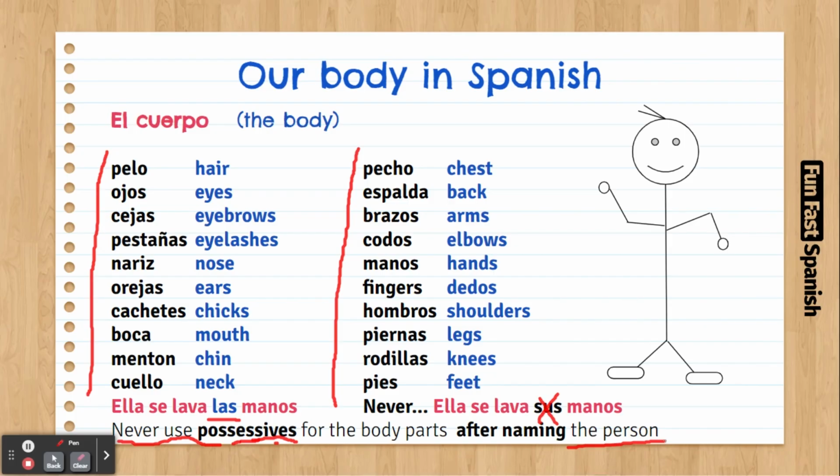Like yo me lavo las manos, tú te lavas las manos, ella se lava las manos, nosotros nos lavamos las manos, and so on. Yeah, that would be it. The rest is just vocabulary, and after this, you're going to learn how to say that you are in pain, so you can use all these body parts for those sentences. Yeah, that would be it. How to practice it? Just talk about your body parts, or when you're ill or when you have a pain, use these words or this vocabulary.